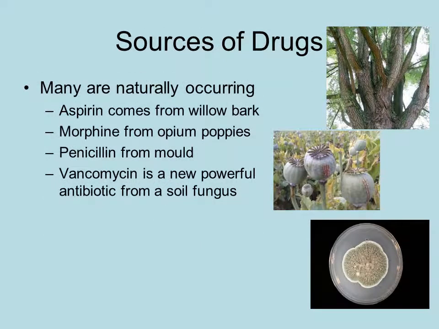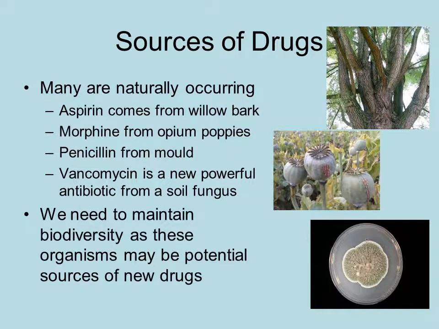It's worth remembering that quite a lot of drugs are naturally occurring, and of course originally that's where all of them were obtained from. So aspirin comes from willow bark, morphine from the opium poppy, penicillin comes from mould. We've also got new ones like vancomycin, which is a new antibiotic which has come from a soil fungus.